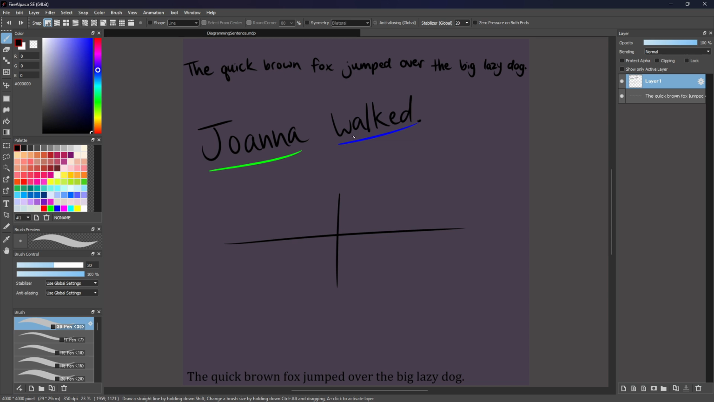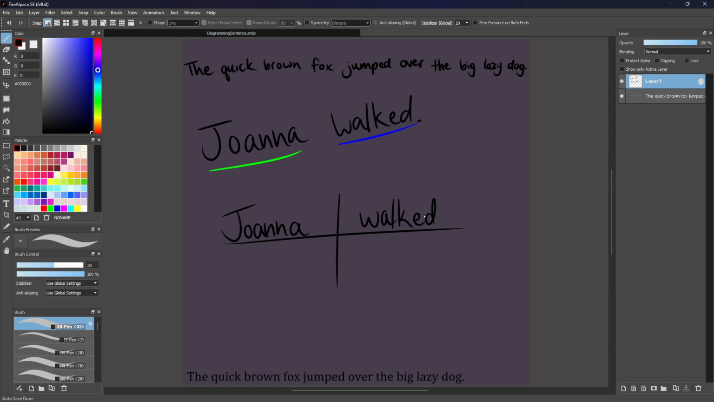So let's start with the subject, Joanna. The subject always goes on the left side of the vertical line, so we'll just put Joanna right here. And now the verb, walked, goes on the right side of the vertical line, so we'll put walked right here. Now, we finished diagramming a complete sentence. Yippee! Now, if only all sentences were so short and simple.